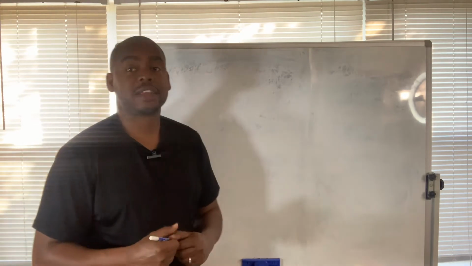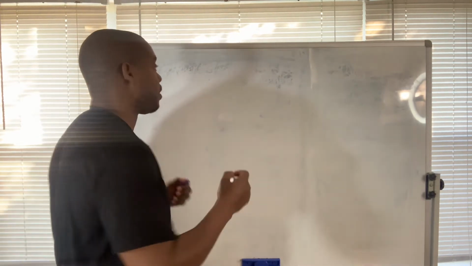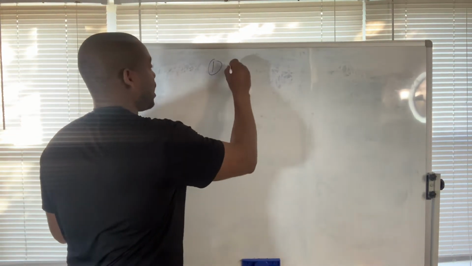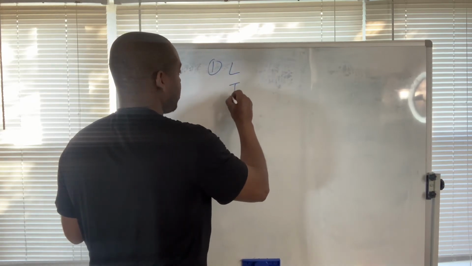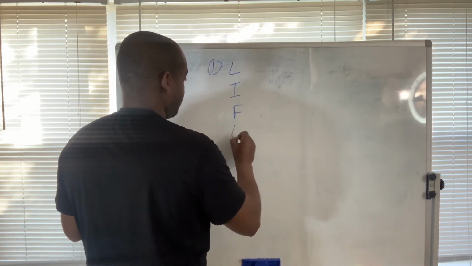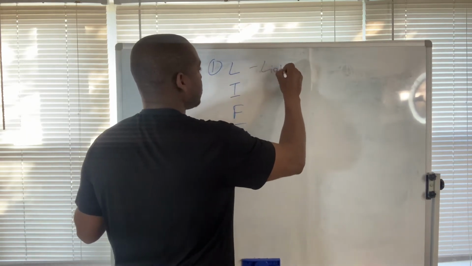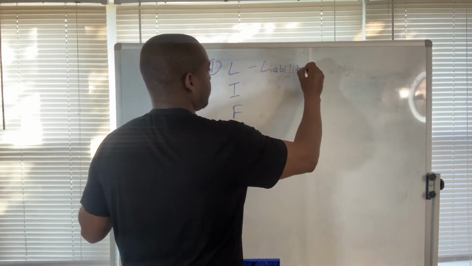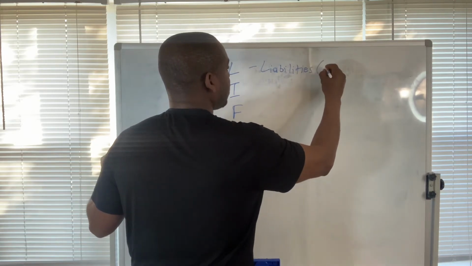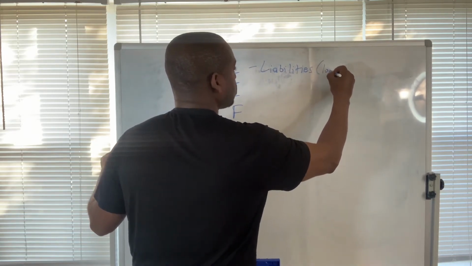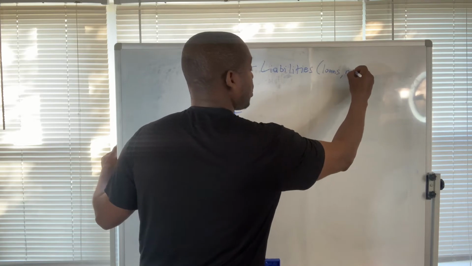So the first method is called the LIFE method. LIFE is an acronym here. L stands for liabilities, and that's going to be all your loans. Mortgages are included here.